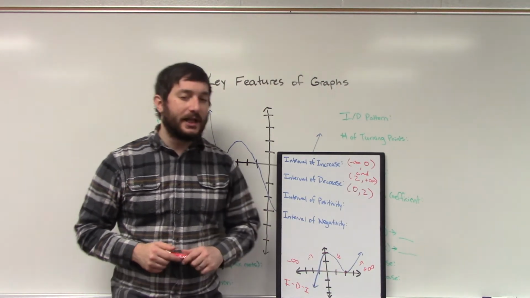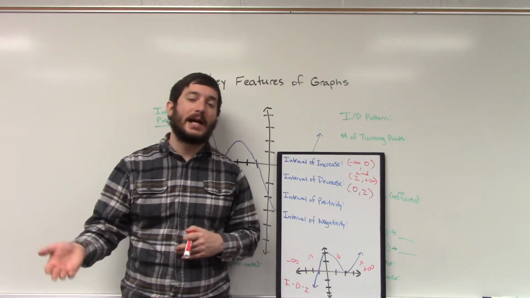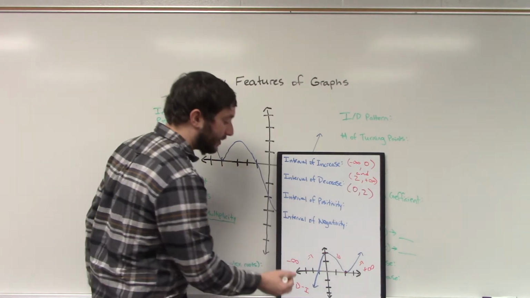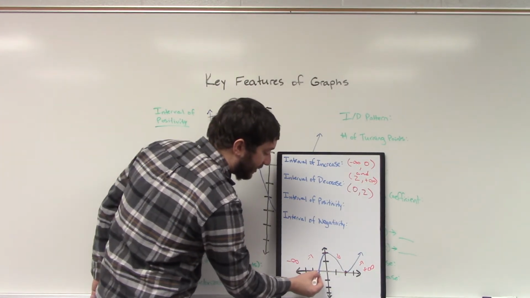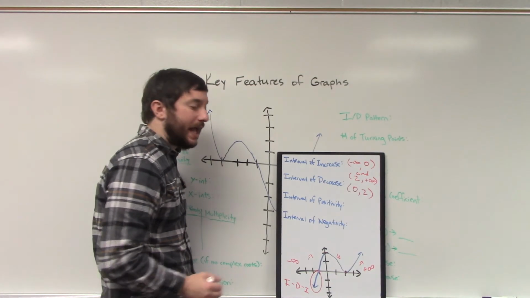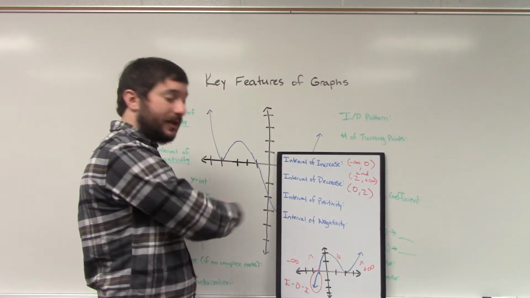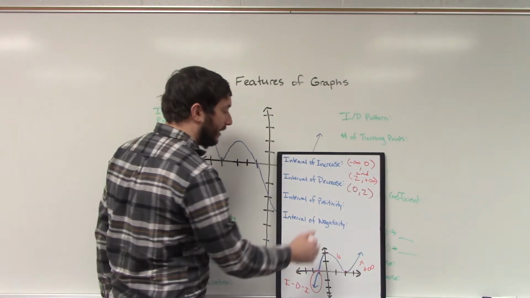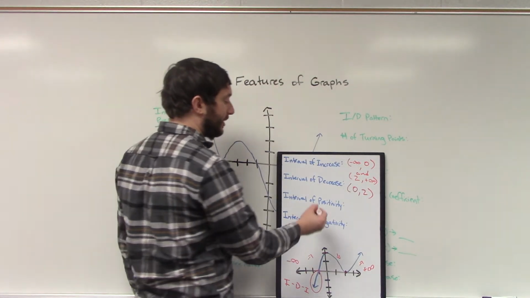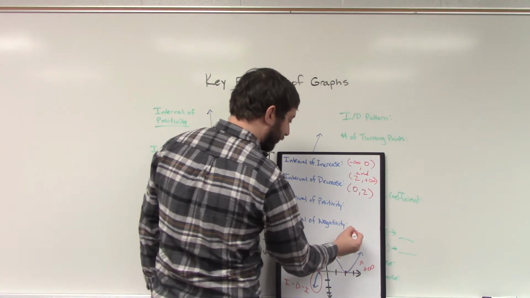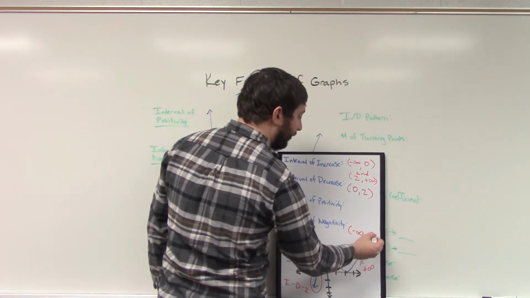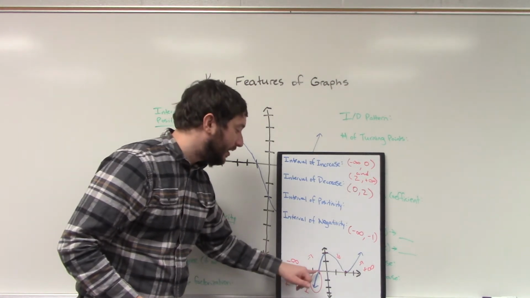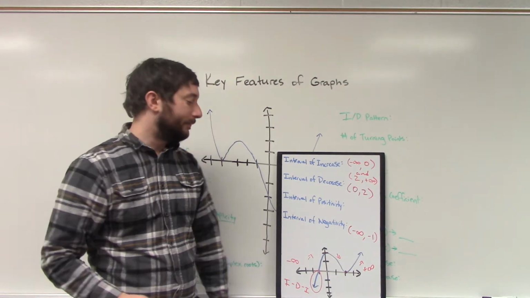Interval of positivity and negativity just asks you where the graph is above or below the x-axis. Here, the graph is below the x-axis everywhere from the left until it crosses the x-axis at (-1, 0). So in this case, the interval of negativity will be from -infinity until -1, all the way off towards the left side of your page until that x-coordinate at -1.